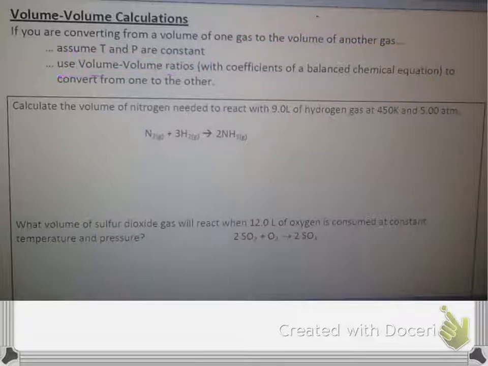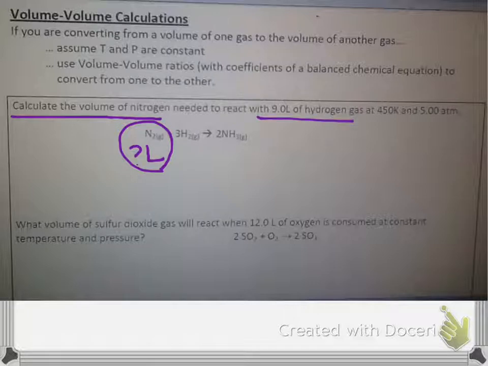So let's do a problem to see what I'm talking about and how we're going to solve. The first problem says calculate the volume of nitrogen. So we want to know how many liters of nitrogen gas are needed to react with 9 liters of hydrogen gas at 450 Kelvin and 5 atmospheres. So here we're given a temperature and here we're given a pressure. Notice we're not at STP.